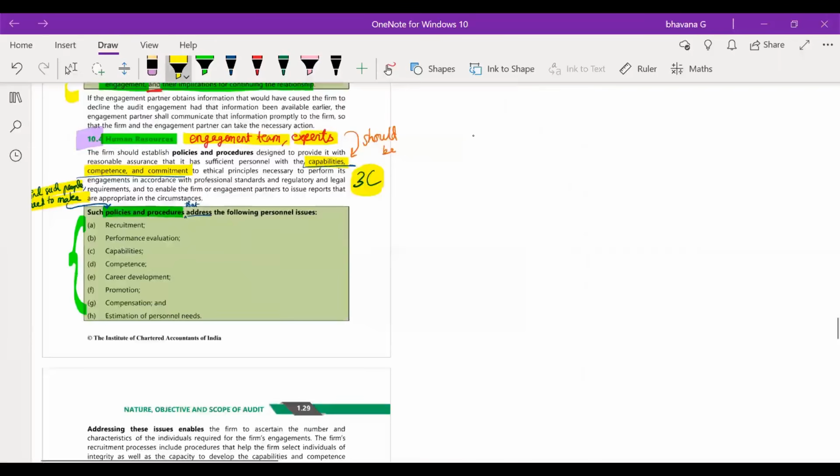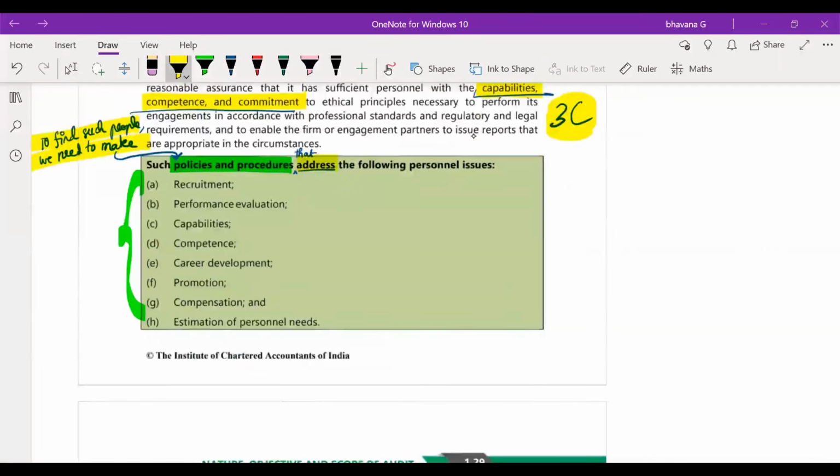So you need to make policies and procedures that address this. Whenever you are recruiting, you have to see whether these three qualities are there in the person. Once you have recruited, you have to see in the performance evaluation whether these three Cs are still there. How is their performance? How competent are they? How much is their capability? What is their commitment level? According to that, your career development may happen, promotion may happen, compensation may happen. Okay, estimation of personnel needs. So you have to make policies and procedures which address all these things so that the triple Cs are maintained.